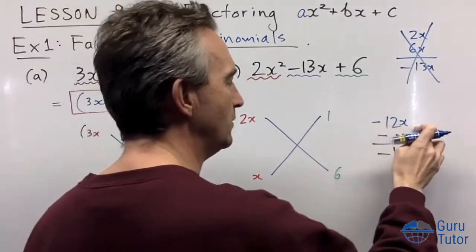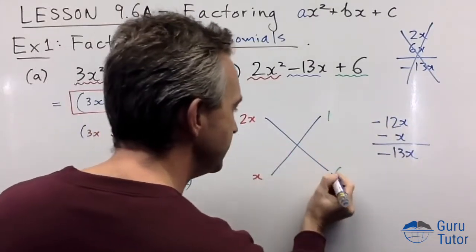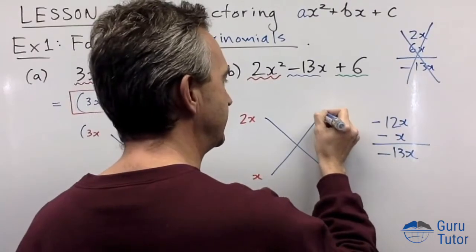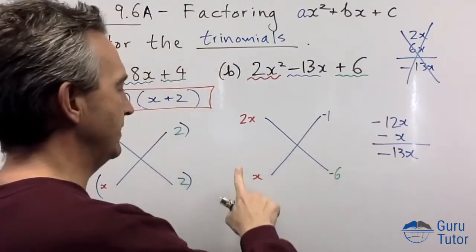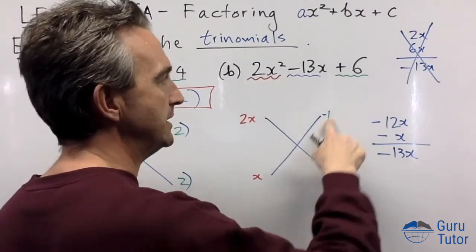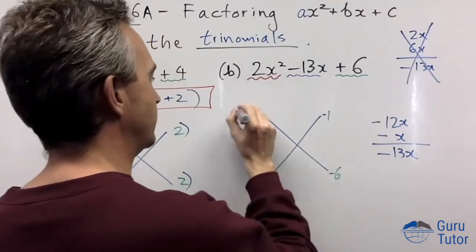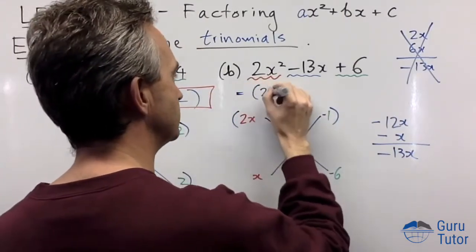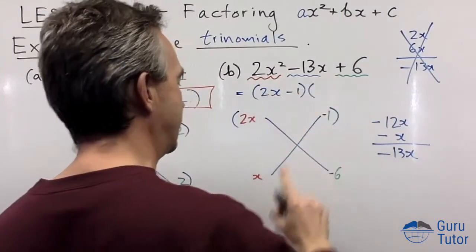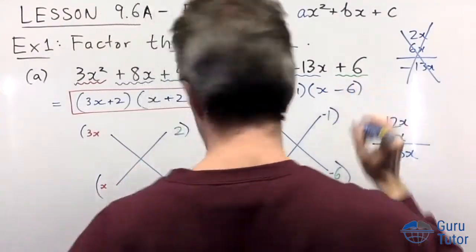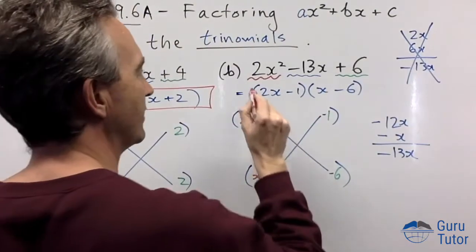If I want a negative 12x, then this has to be negative. If I want a minus 1x, this has to be negative. And final check, this times this equals this? Yes. Minus 6 times minus 1 equals plus 6? Yes. Okay, we got it. So this factors to 2x minus 1 and x minus 6. Okay, and that, ladies and gentlemen, is how I do these.